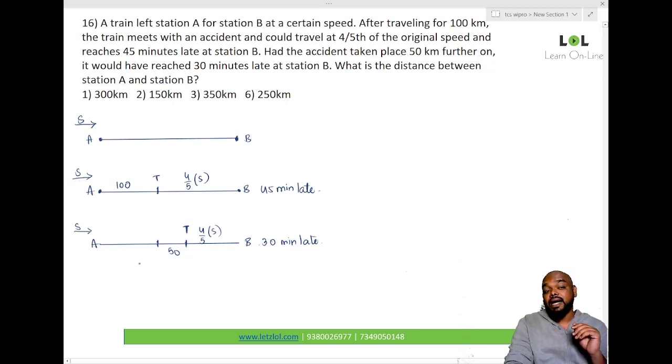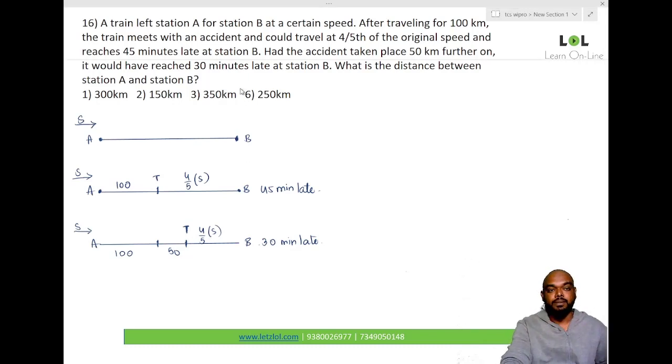Suppose the accident happened a further 50 kilometers away. That means apart from this 100, an extra 50 kilometers. If the point T is here now, from T to B, it will travel at 4/5 of speed. Now this time it will be only 30 minutes late. Now we need to calculate the total distance between A and B.